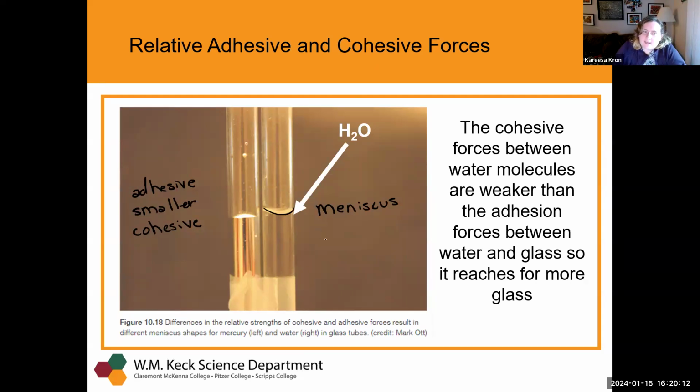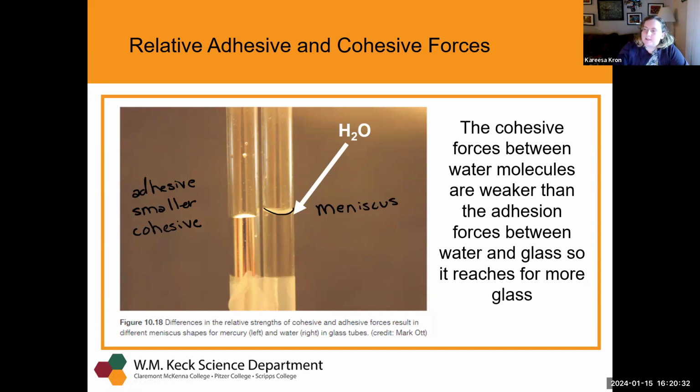If the adhesive forces are greater than the cohesive forces, it will reach up and grab onto the glass and create this indent into the liquid. Or it will be the difference between something being a concave or convex meniscus. And so we'll talk about examples of this in more detail.